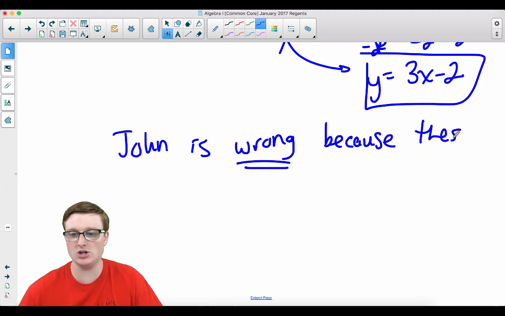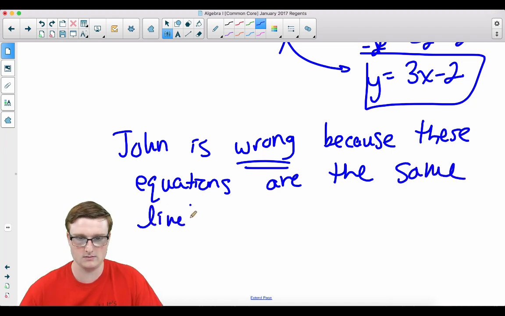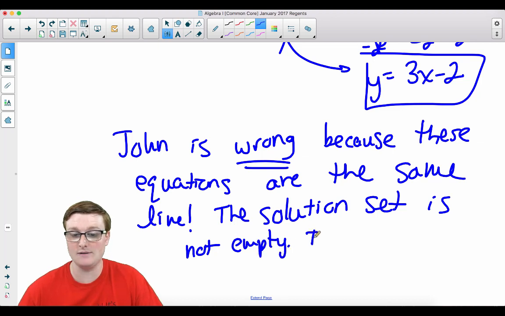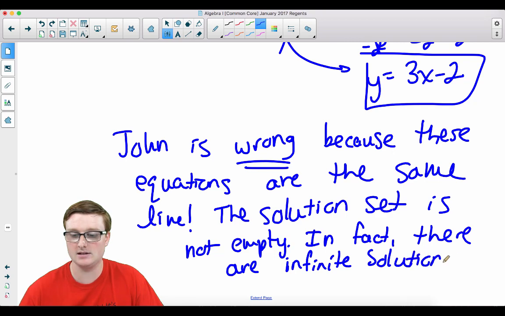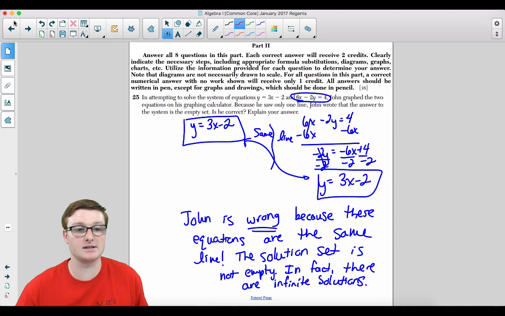So John is wrong because these equations are the same line. The solution set is not empty. In fact, there are infinite solutions. And that is your answer. All right, that's how you do question number 25. Moving on to 26. Here we go.